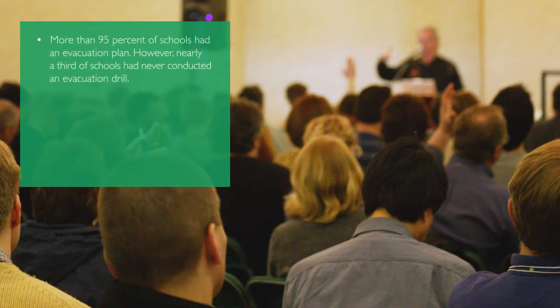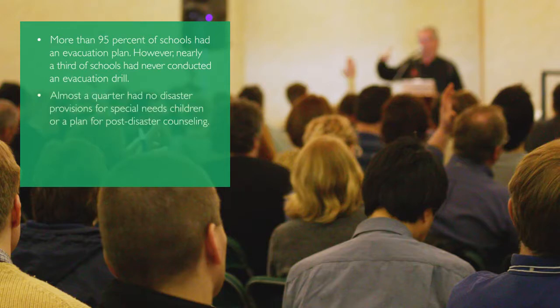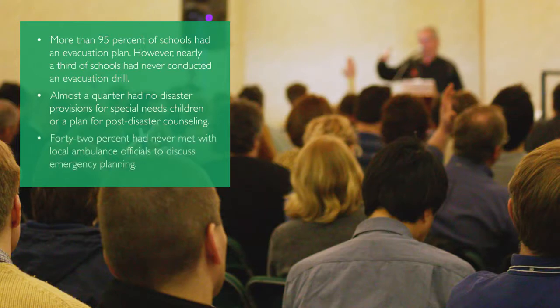More than 95% of schools had an evacuation plan. However, nearly a third of schools had never conducted an evacuation drill. Almost a quarter had no disaster provisions for special needs children or a plan for post-disaster counseling. And 42% had never met with local ambulance officials to discuss emergency planning.